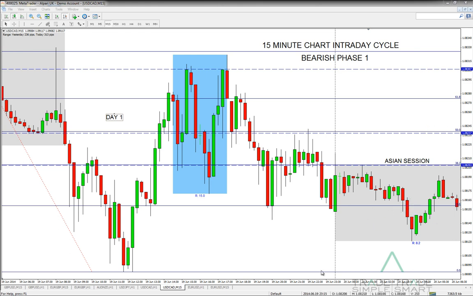So what you have to think about is traders will always use levels of some sort. So even those traders who don't use horizontal support and resistance levels may use fibs.